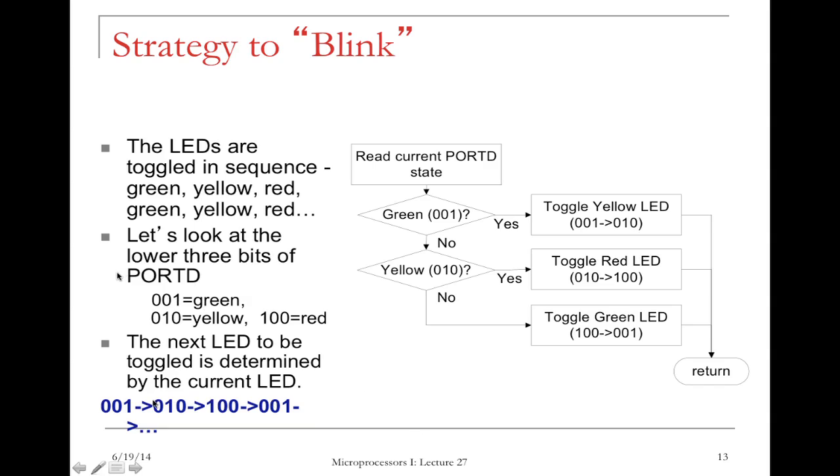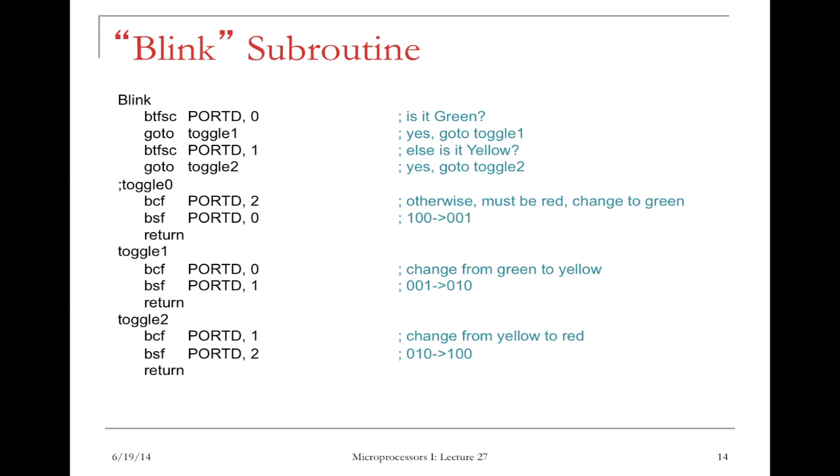So the overall principle we have here is that the next LED to be toggled is determined by the current LED. By changing the values on these 3 bits out of port D, we can toggle the 3 LEDs. So once we decide this strategy, we will write down PIC assembly language instructions to implement this procedure. So this is the subroutine we could have. Blink is the entry point or the name of the subroutine.